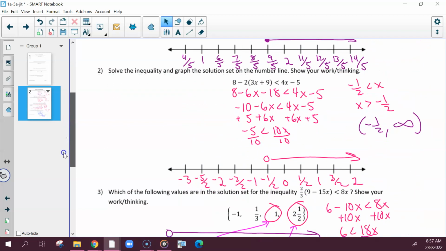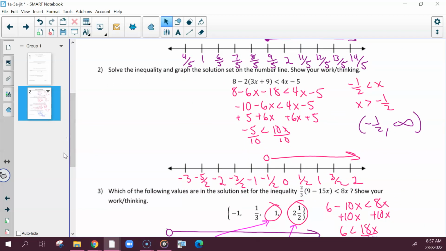For number 2, similar things. Distribute, combine your terms, start solving for x. When you solve for x, you get -1/2. Because my x ended up on the right, I wanted to switch it so that my x was on the left. So x is greater than -1/2. Strictly greater than, so that would be an open circle going to the right.